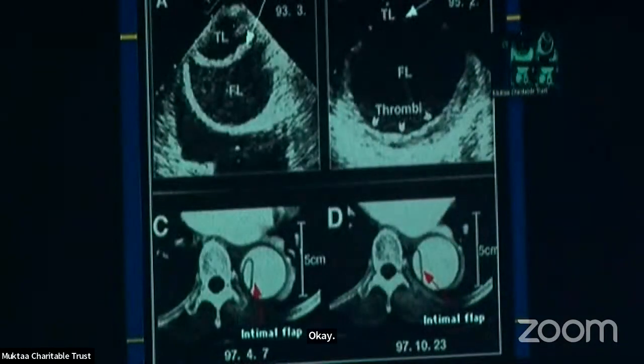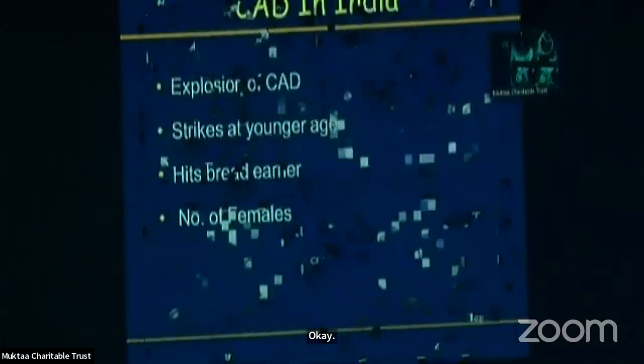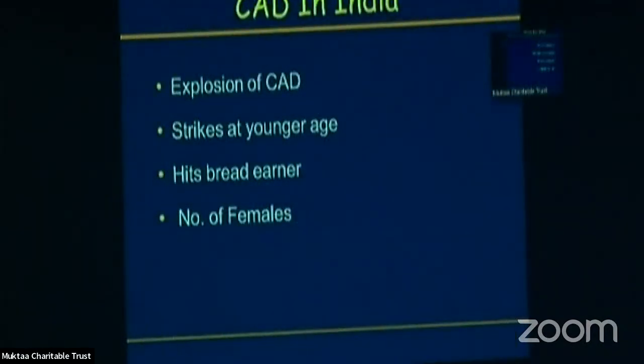Aortic dissection is very common to diagnose with a CT coronary angiography. Definitely you see the true lumen and false lumen. Why are we discussing coronary disease? Coronary disease in India strikes at a younger age, and the number of females is also on the rise. Basically, stroke makes the whole family disabled. Like that, if a patient with myocardial infarction collapses and dies, the whole family gets disturbed.